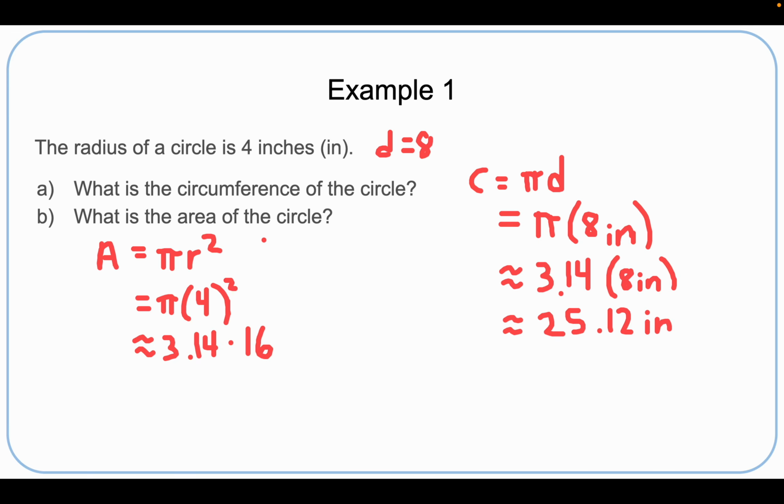And our units are inches squared now because we're talking about area. So those are square inches. And then when we multiply this out, we get approximately 50.24. So the area of that circle with a radius of 4 inches is approximately 50.24 square inches.